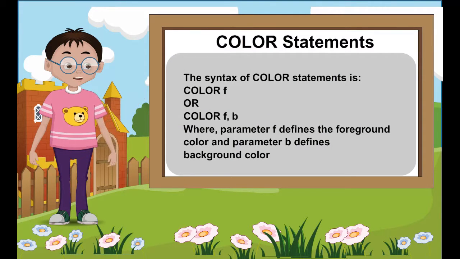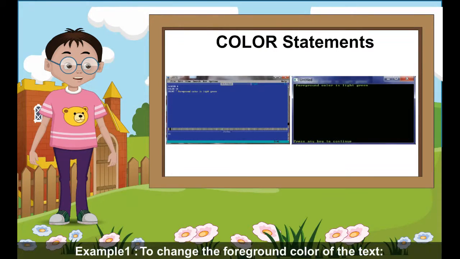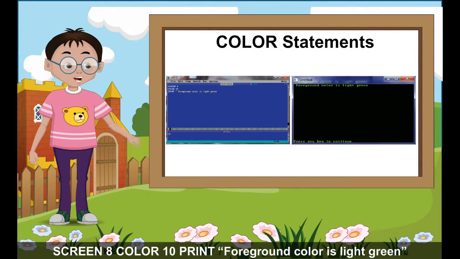The syntax of the COLOR statement is COLOR F or COLOR F, B, where parameter F defines the foreground color and parameter B defines the background color. Example 1. To change the foreground color of the text: SCREEN 8, COLOR 10, PRINT. The foreground color is light green.